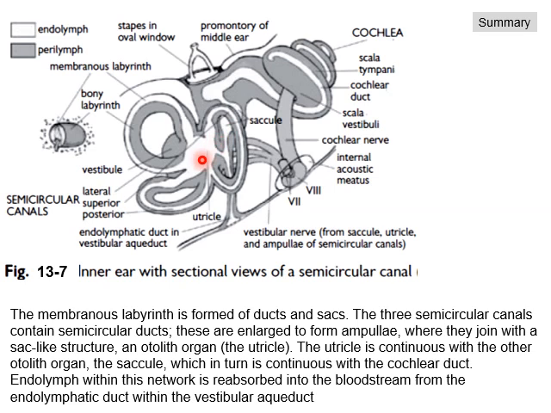So the ampullae have sensory organs of balance, the utricle has a sensory organ of balance, and also the saccule has a sensory organ of balance. This saccule is continuous with the cochlear duct, which is part of the membranous labyrinth. The endolymph inside this network is reabsorbed into the bloodstream through the endolymphatic duct. The endolymphatic duct is located within the vestibular aqueduct.